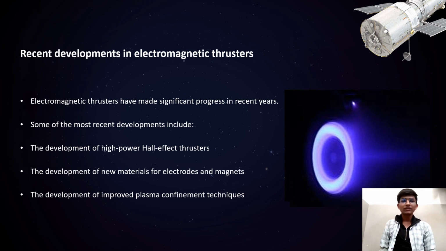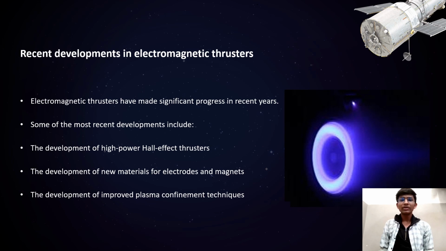Now, moving towards the recent developments in electromagnetic thrusters. Electromagnetic thrusters have made significant progress in recent years. Some of the most recent developments include the development of high-power Hall effect thrusters. Hall effect thrusters are now being developed with power levels up to 100 kilowatts. These thrusters have the potential to revolutionize space travel.